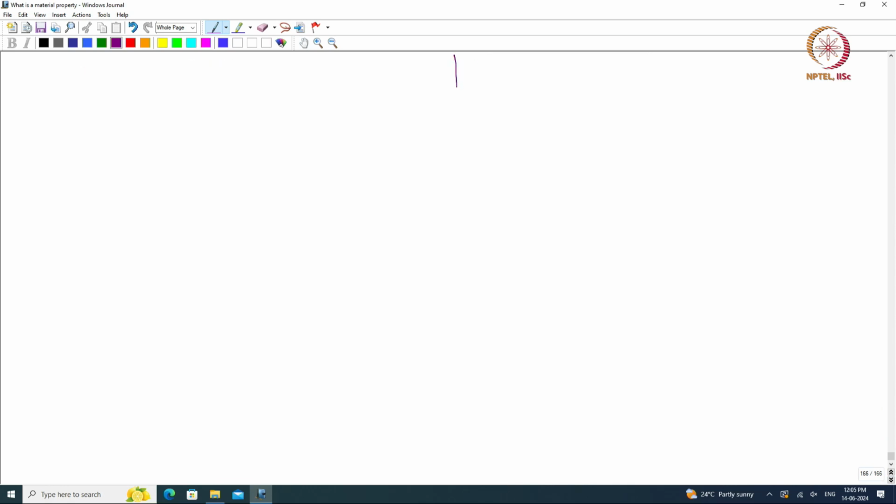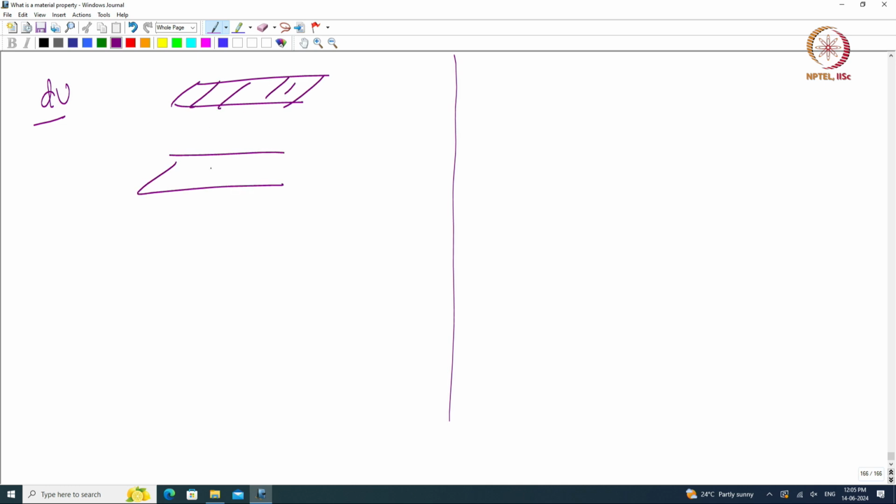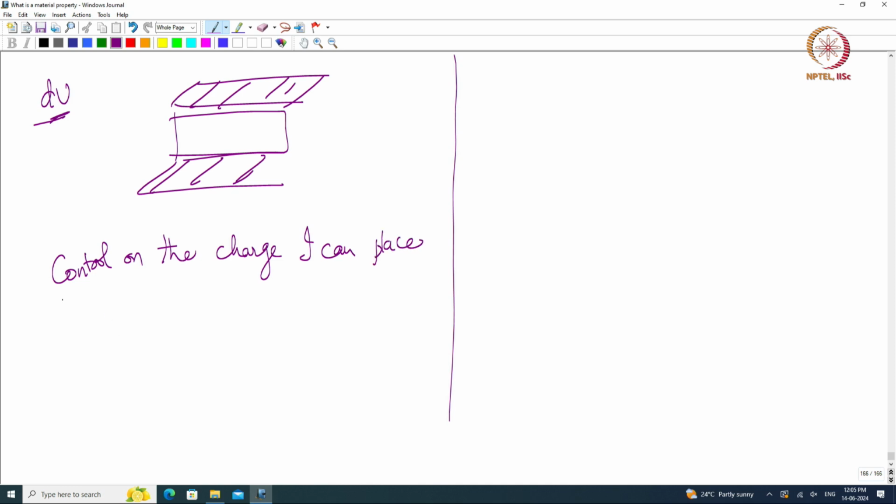So ideally, to directly change the electrostatic internal energy of the system, the experiment that I should do is to take a parallel plate capacitor with a dielectric in between. To change the electrostatic energy, I first need to have control on the charge that I can place on the capacitor, not voltage, right.